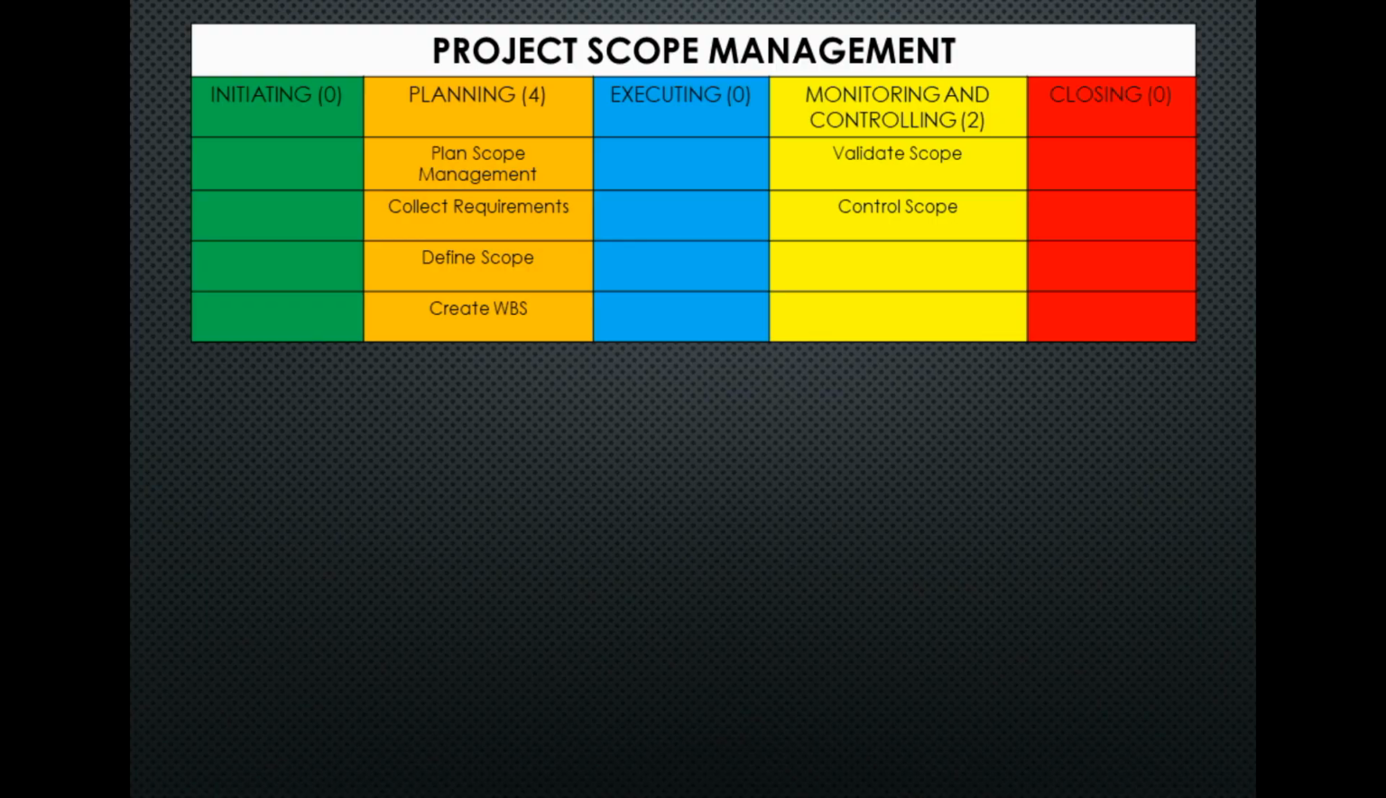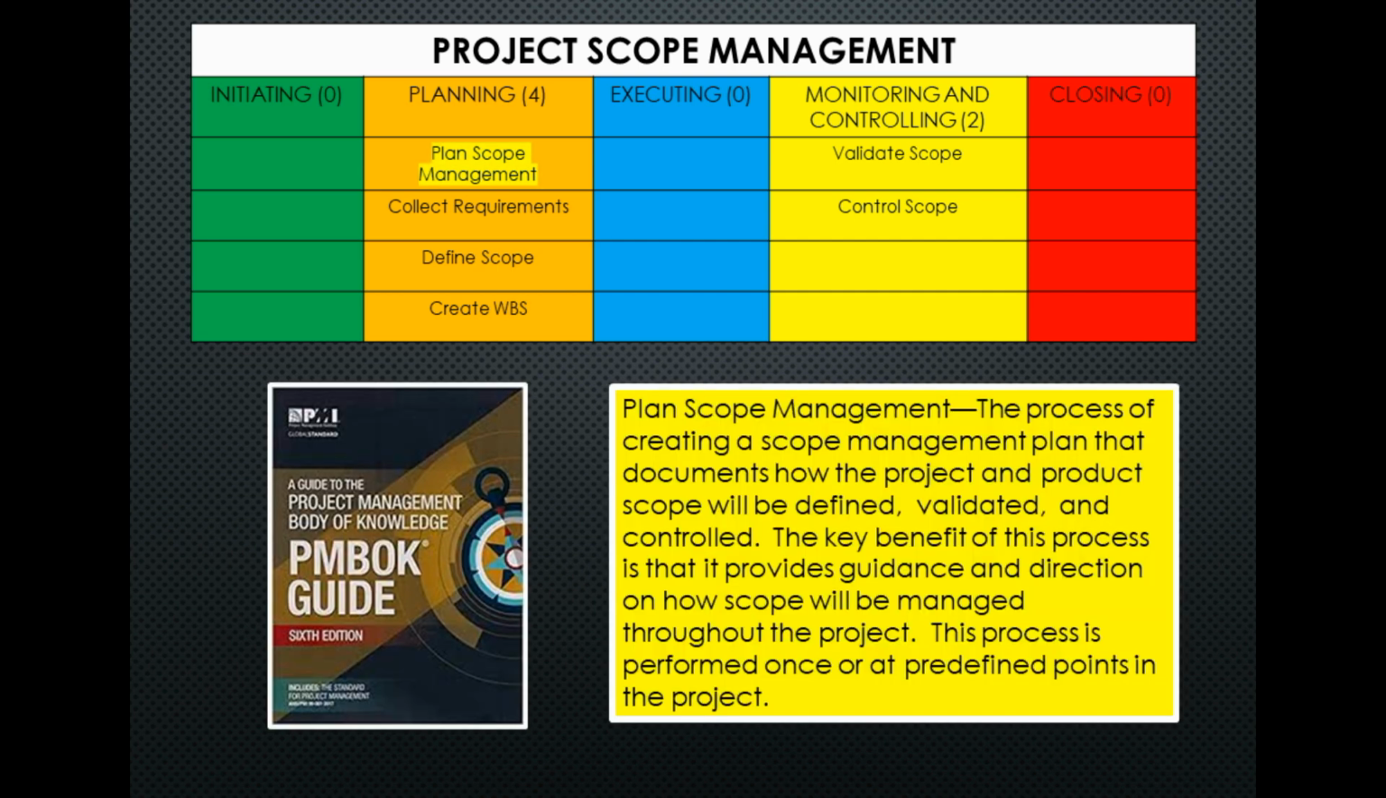In the scope management planning phase, there are 4 processes, and one of them is Plan Scope Management. Plan Scope Management is the process of creating a scope management plan that documents how the project and product scope will be defined, validated, and controlled. The key benefit of this process is that it provides guidance and direction on how scope will be managed throughout the project. This process is performed once or at predefined points in the project.